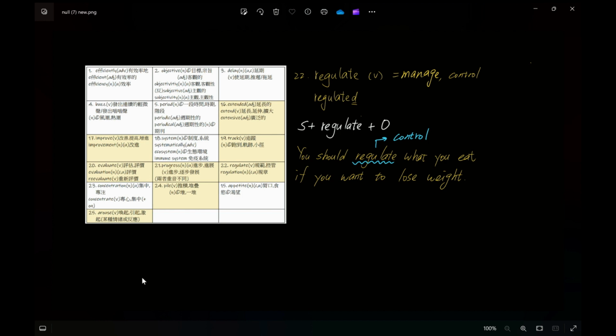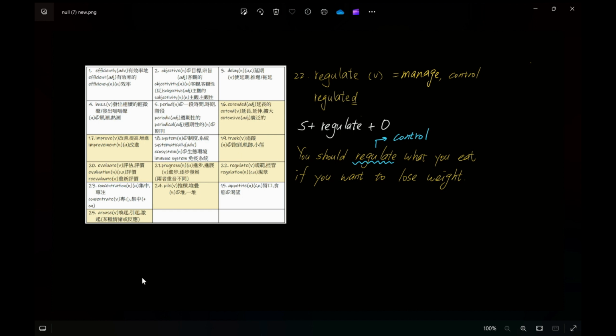So how do we use the word regulate? Somebody regulates something else. For example, you should regulate what you eat if you want to lose weight. So regulate is very similar to the word control. You should control what you eat. Don't just put anything that you can get your hands on and swallow it whole. So that's what regulate is.